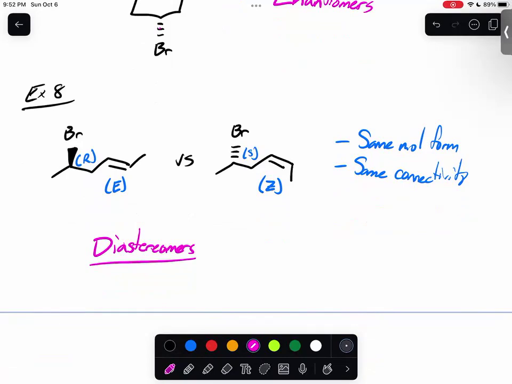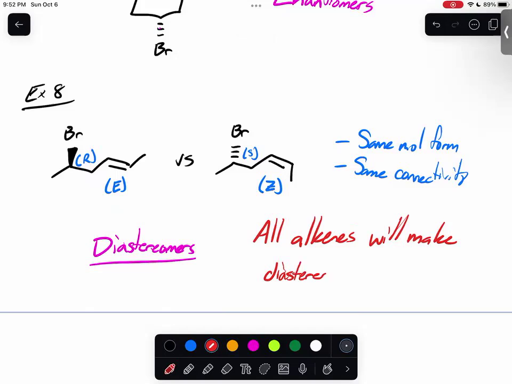All alkenes will make diastereomers if they change. That is the exception to the rule. Alkenes always make diastereomers. So check and see if those are different, because they will make diastereomers. Now, that is, of course, if the things have the same molecular formula and same connectivity.